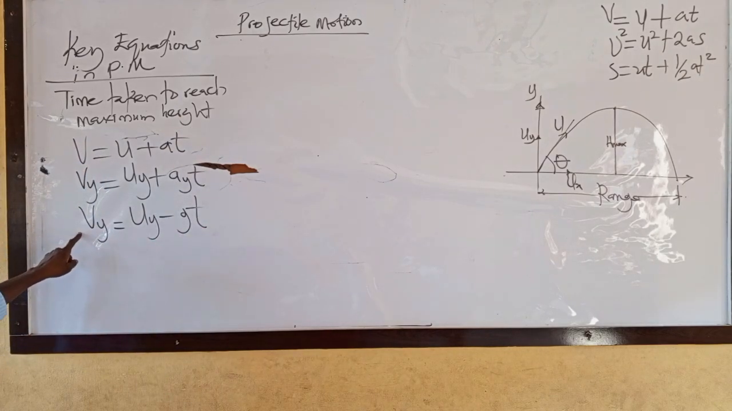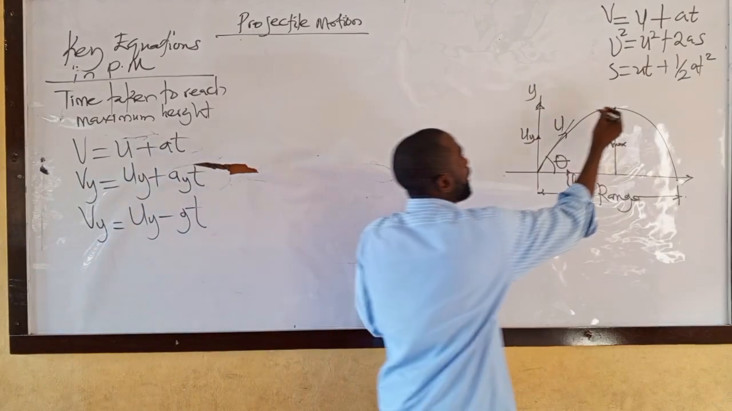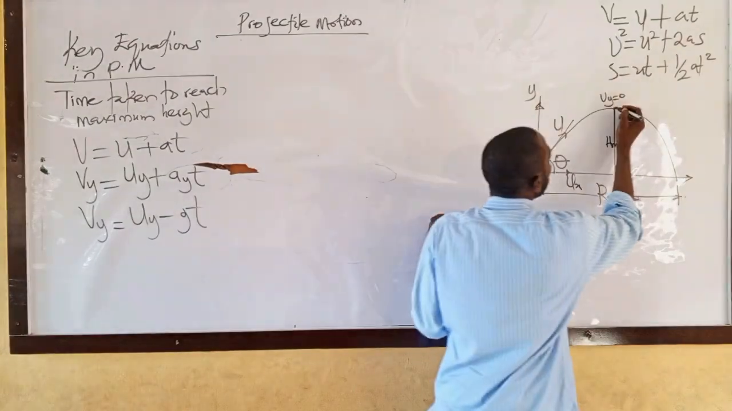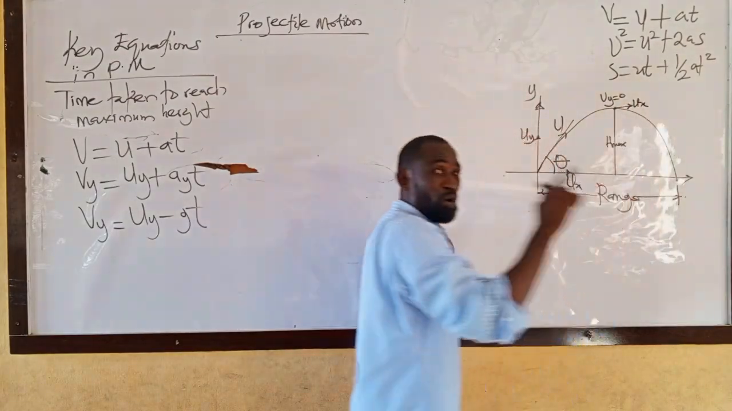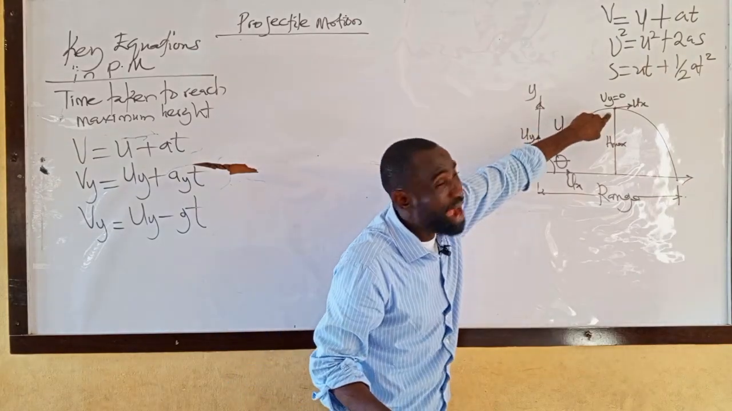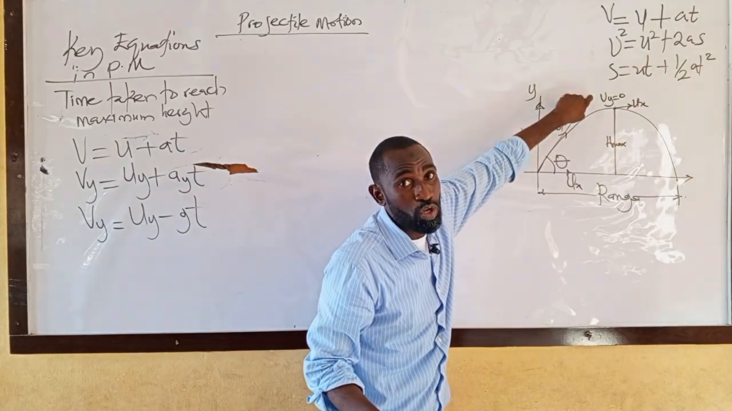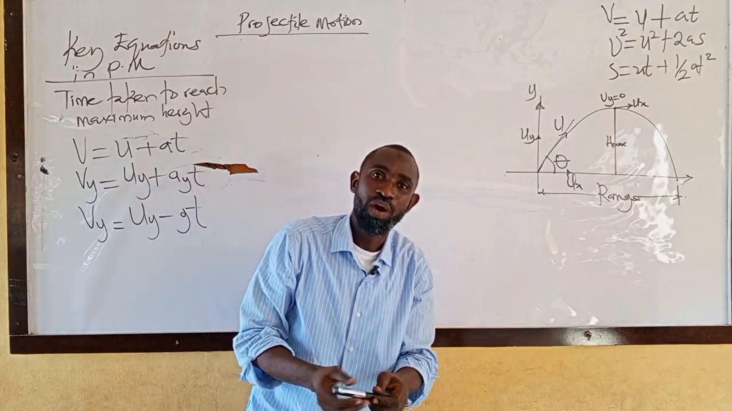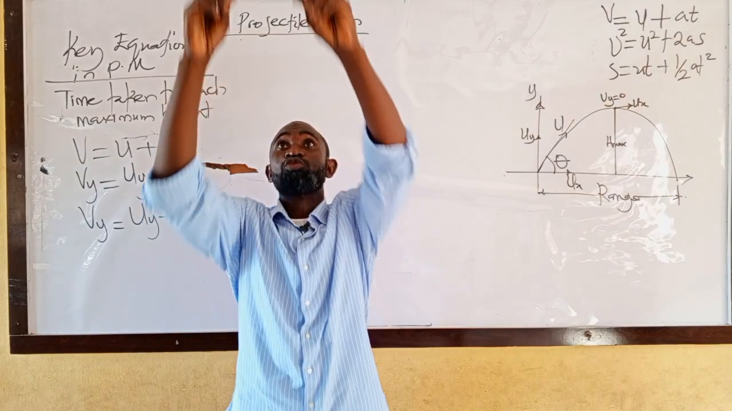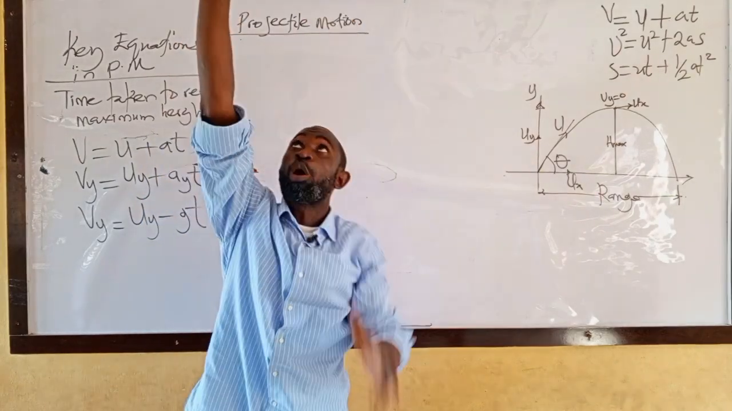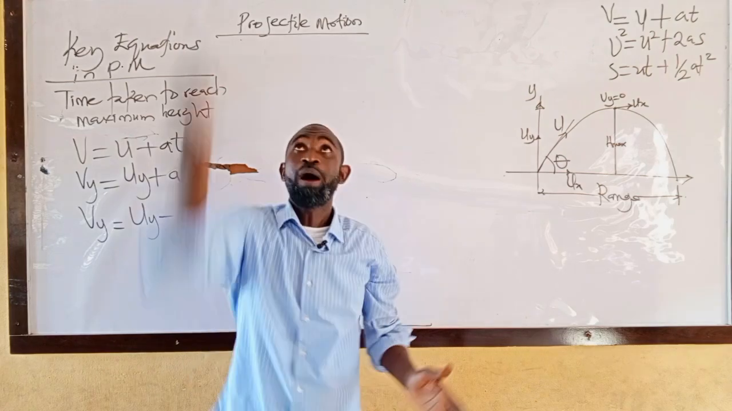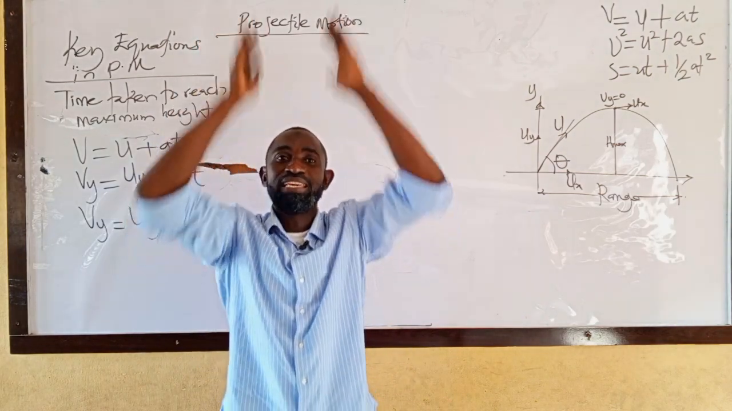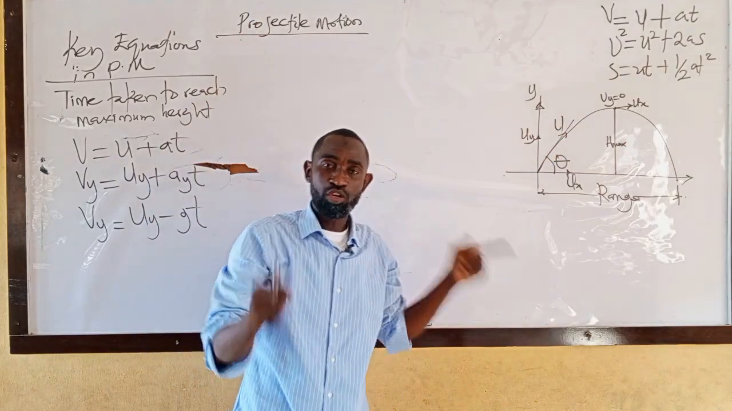What happened to this guy at maximum height? At maximum height, V of y equals 0. We only have U of x at maximum height. I repeat, at maximum height, V of y is equal to 0. The velocity of the body at maximum height is 0. If the body goes up, when it gets to the maximum height, it will stop momentarily before coming down. You can't just go and come down. So at maximum height, the final velocity of the body is equal to zero.